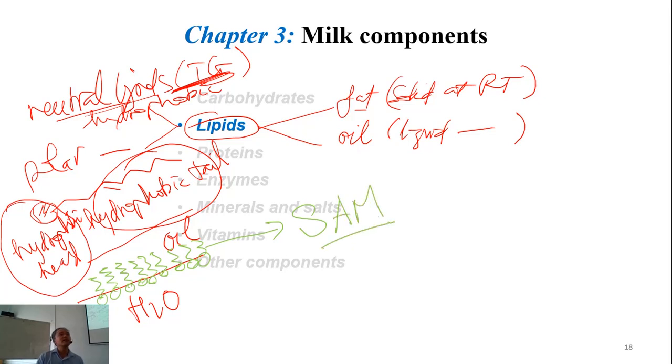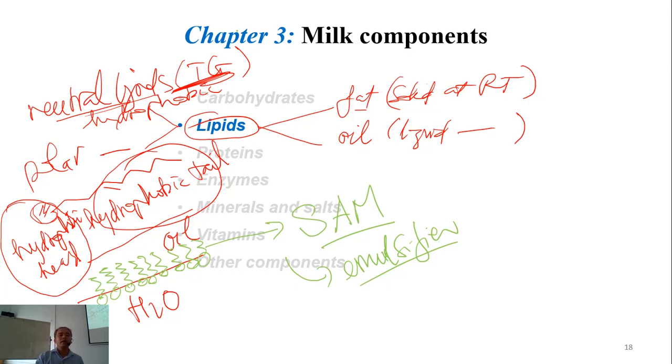That is why we call this kind of component surface active material. SAM is a nice name for a boy. Okay? Surface active material. Or you have a specific name, emulsifier. We discussed it somewhere before, right, in chapter 2. Right, just an introduction about lipids.